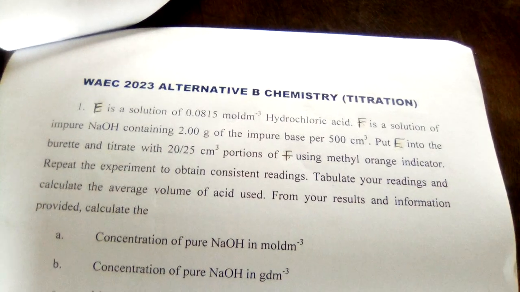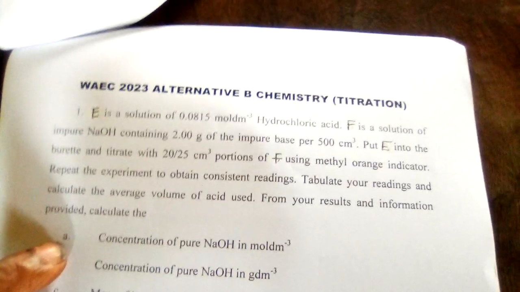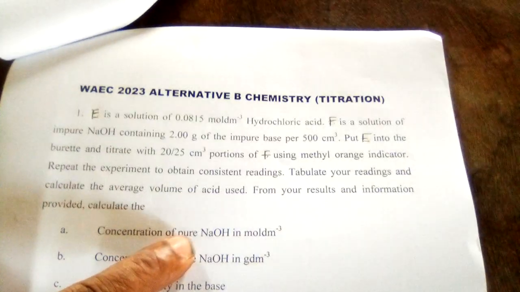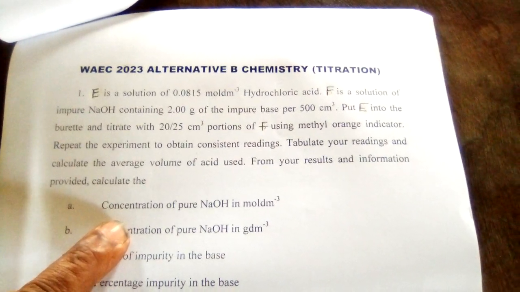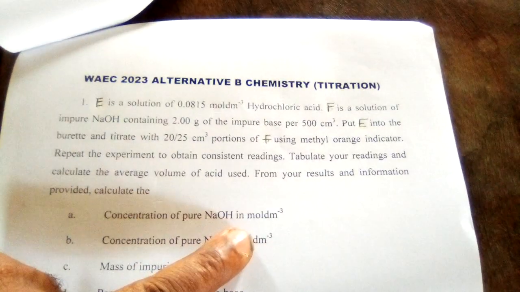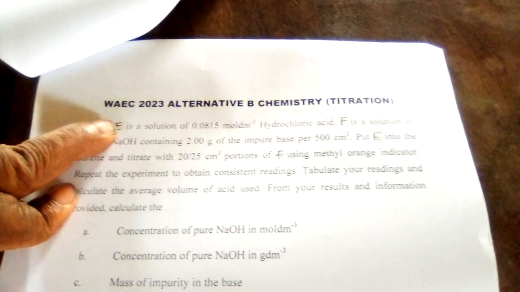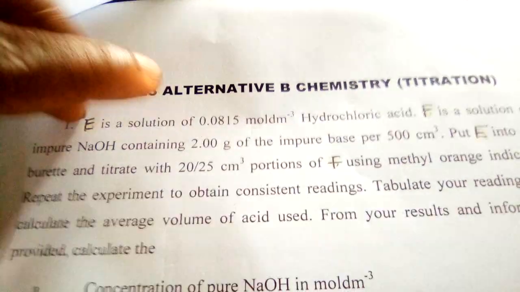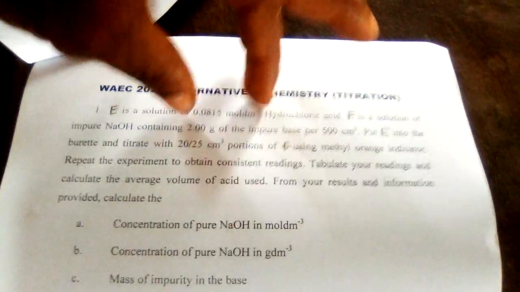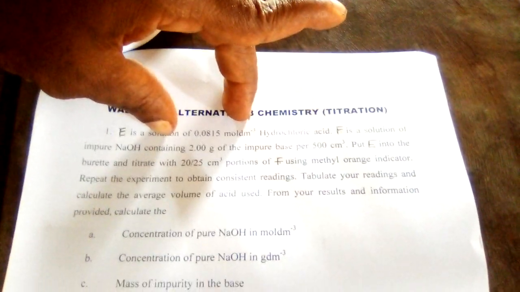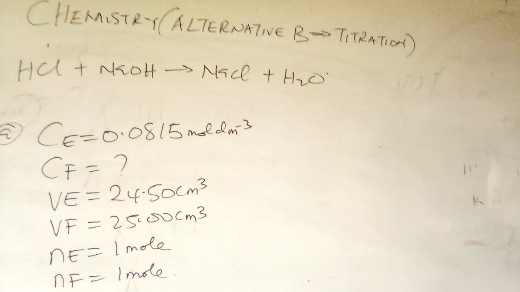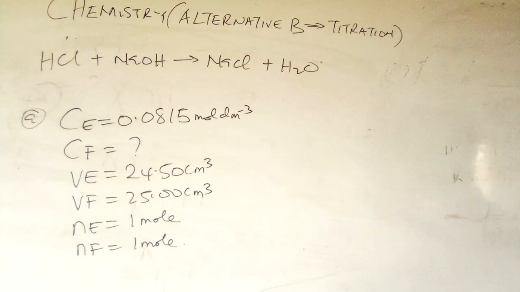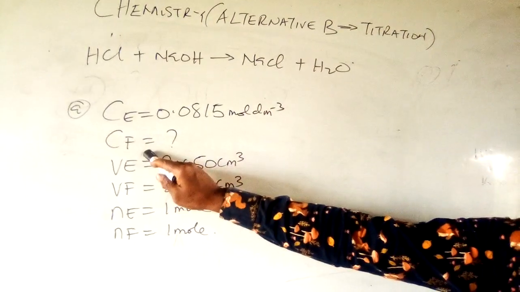Now, let's go through the calculation. We are asked in A, calculate the concentration of pure sodium hydroxide in mole per dm cube. You look at the first sentence, we are given our acid concentration as 0.0815 mole per dm cube. So we know our CE, the acid concentration. We're looking for now CF, the base concentration, the pure base.